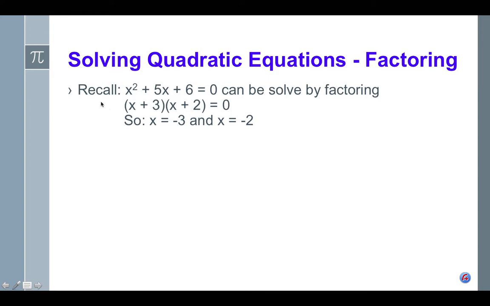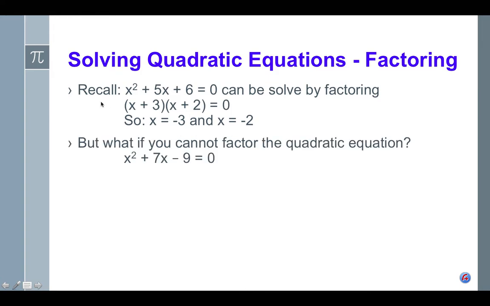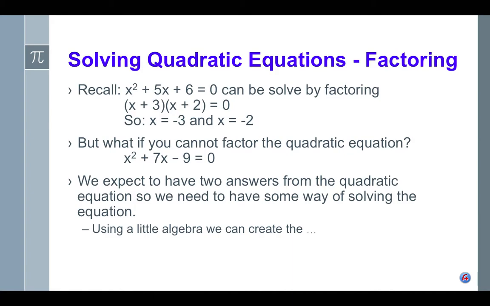However, not all quadratics factor. So what happens if you get a quadratic that doesn't factor? There are no two numbers that will multiply together to get 9 but add together to get 7. There's no possible solution this way. So if the problem doesn't factor, or if you cannot factor quickly, we're going to use the quadratic formula. Now, in a quadratic equation, you expect to have two answers.